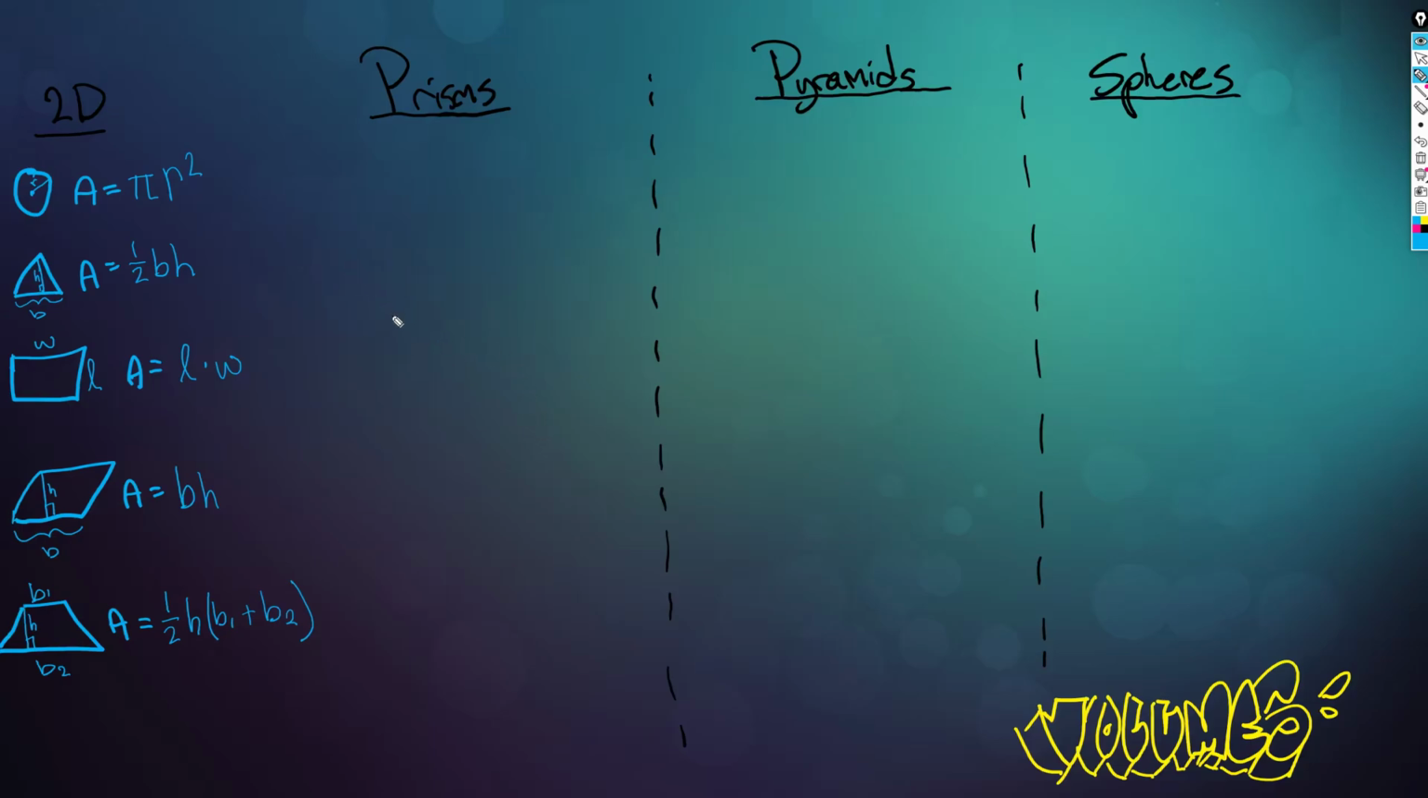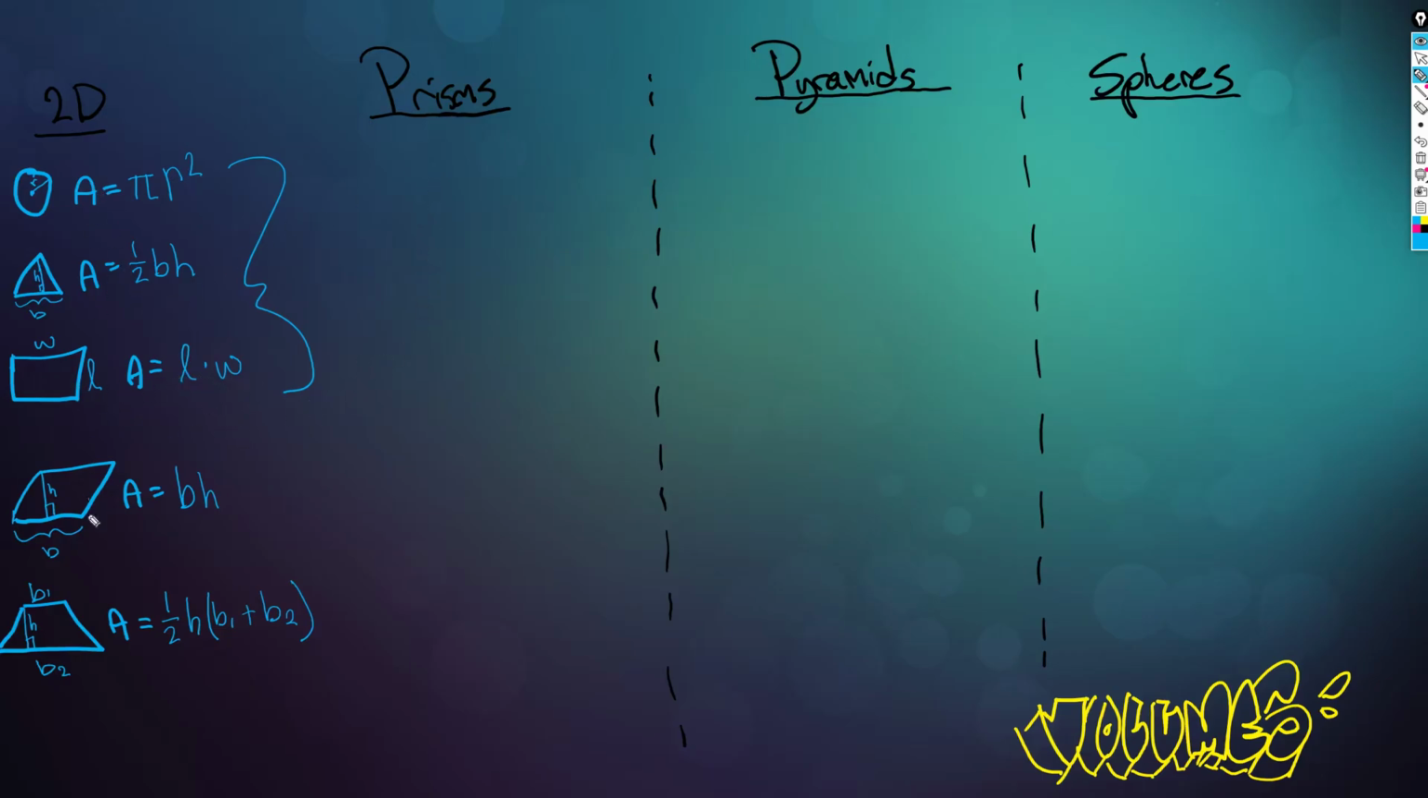This is the brief rundown on all the stuff about volume for these simple, pretty common shapes. So here we have all the 2D formulas. The 2D formulas are ones you should already know, or at least have seen a couple times. These may be new to you if you're in geometry for the first time, but length times width, we learned that pretty early on, so that's not too bad.